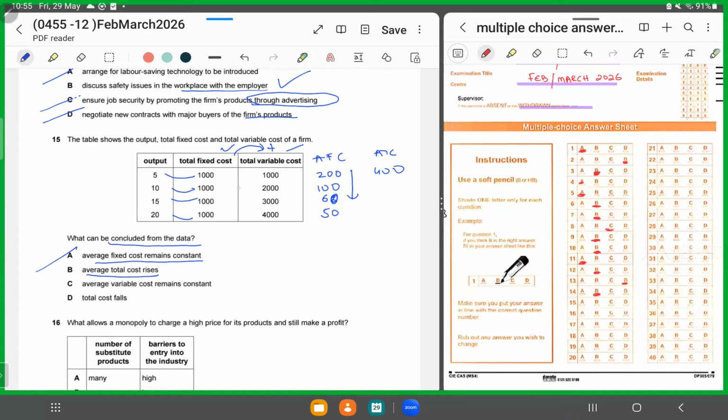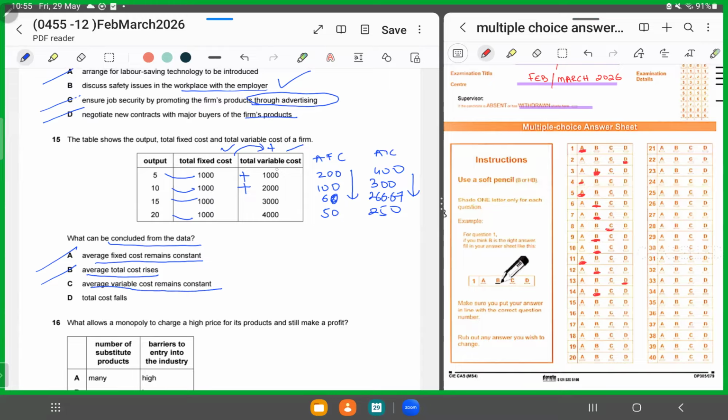Then 2000 plus 1000 would give us 3000. 3000 divided by 10 would give us 300. Then we'll get 266.67. And finally, we got 250. So they were saying average total cost rises, but average total cost kept on falling. So it's not B.